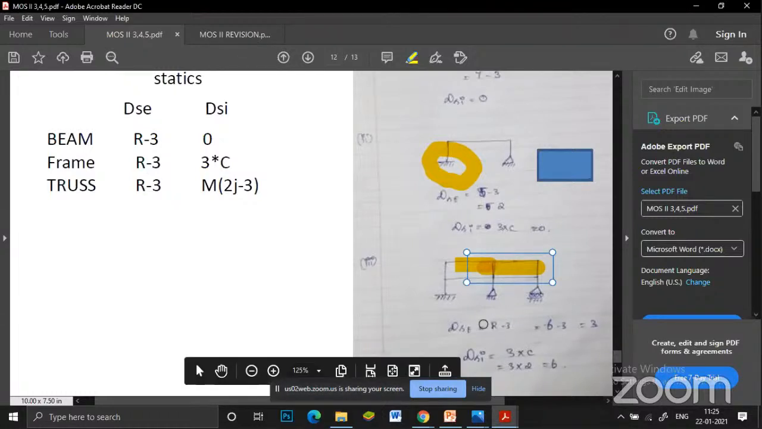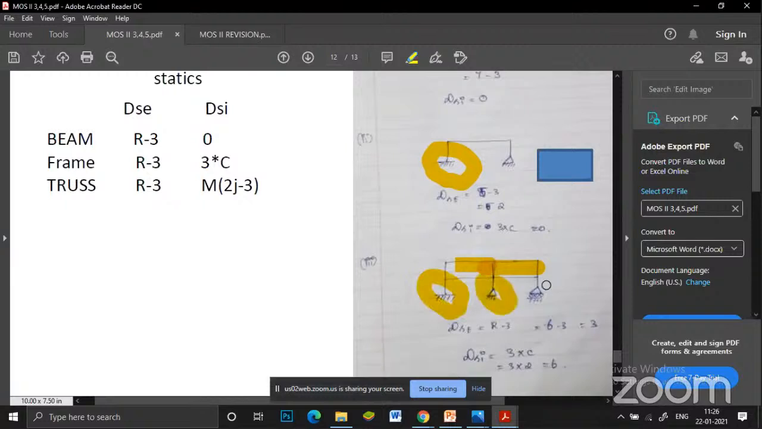So r minus 3. The r value: in case of fixed support, 3 reactions happen. In case of hinged, 2 reactions happen. In case of roller, only 1 reaction happens. You may also get a question like this: in case of roller we are saying there is only 1 reaction. What is that reaction? Either right hand side or left hand side, because it's rolling, right? This is a horizontal reaction, not a vertical reaction.